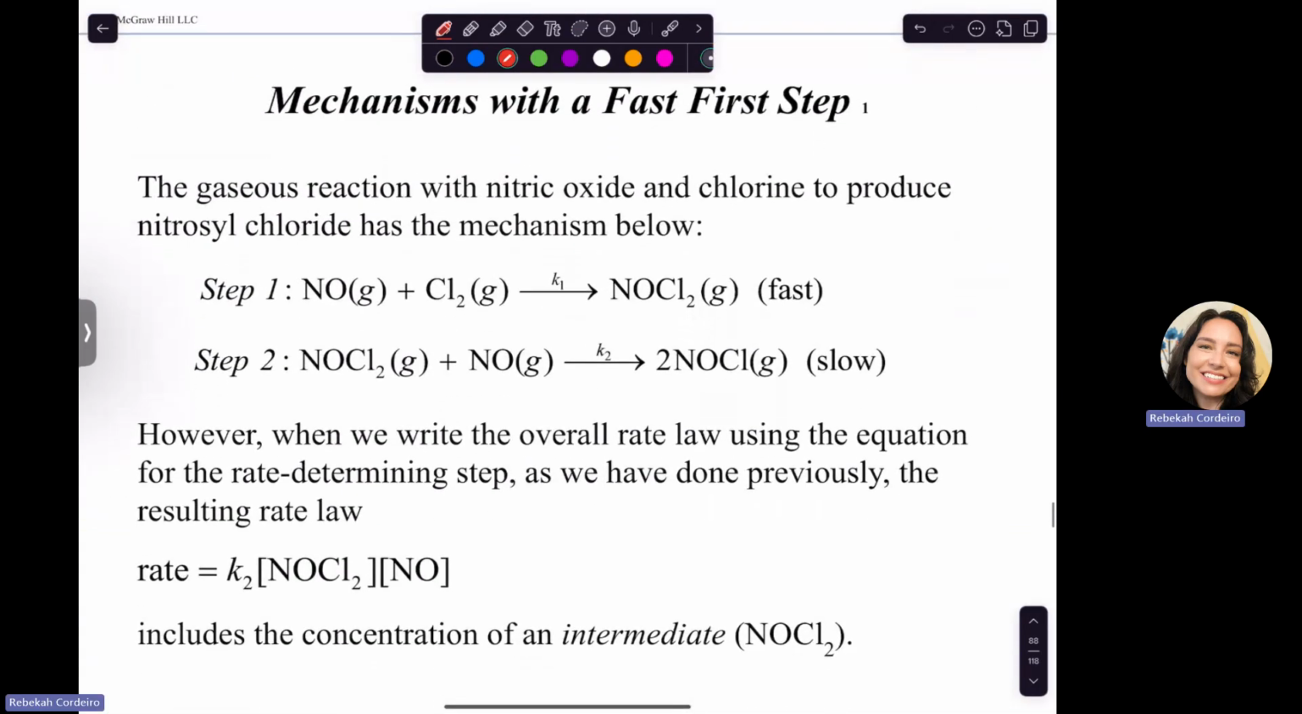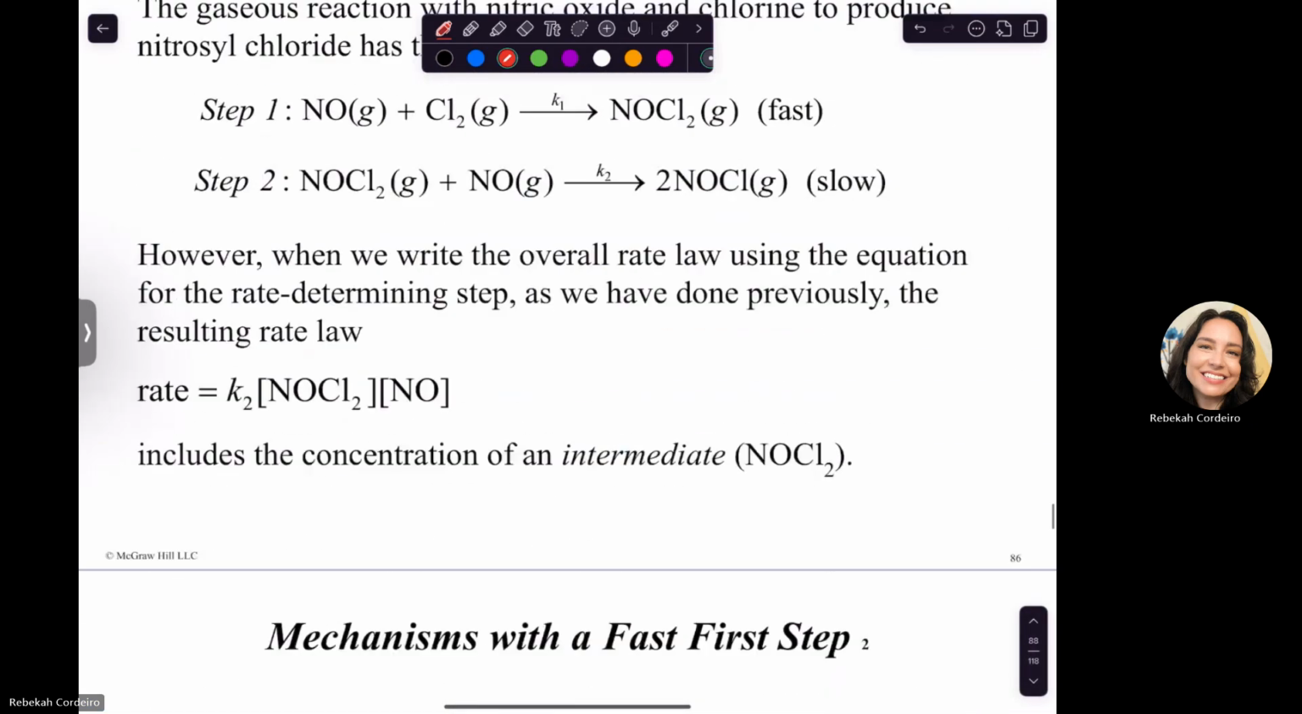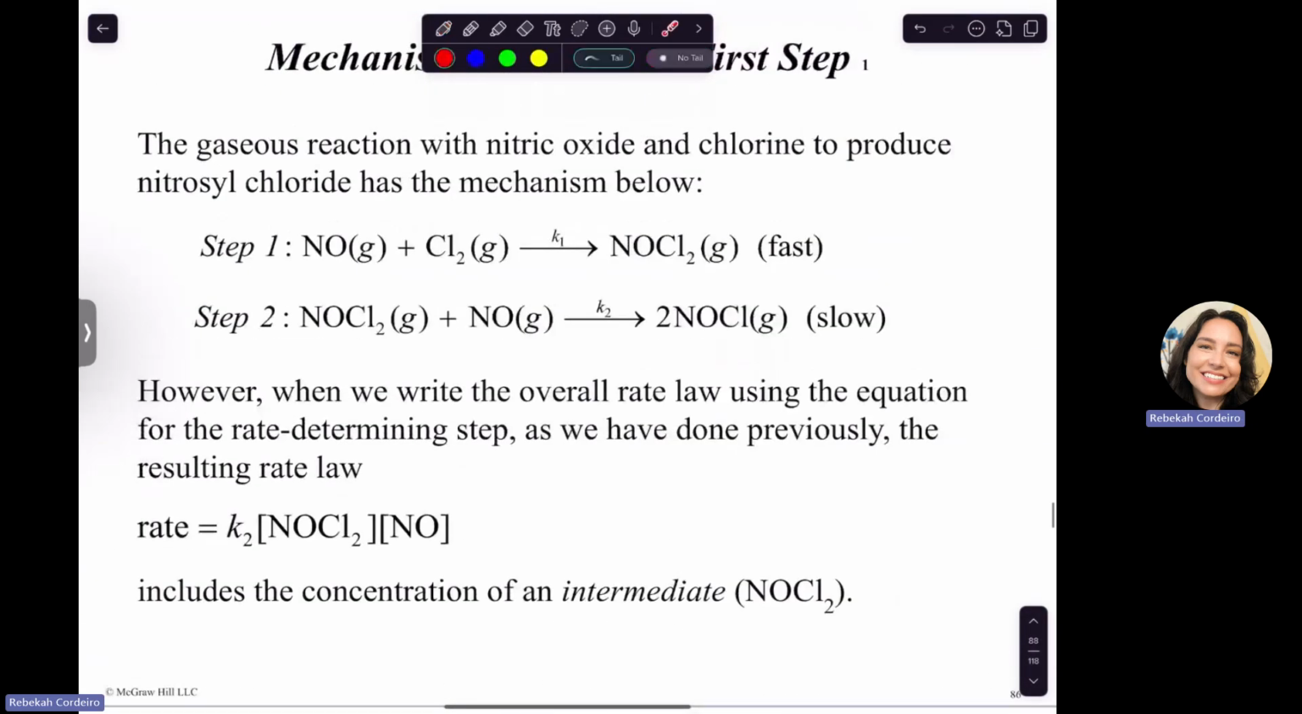So sometimes you have a fast first step and a slow second step, and that's all right. When we write the overall rate law using the equation, we see that in this one, we include the intermediate. So if the slow step is the second step and has the intermediate in it, it's going to be included in the rate law. And notice that these are both ones at their coefficients. That's why they're first order here.